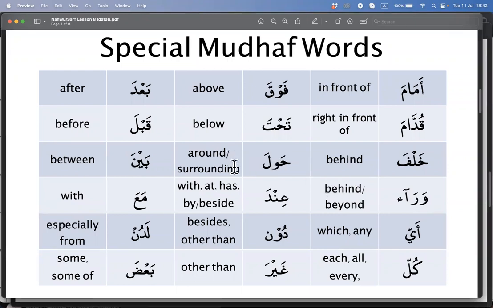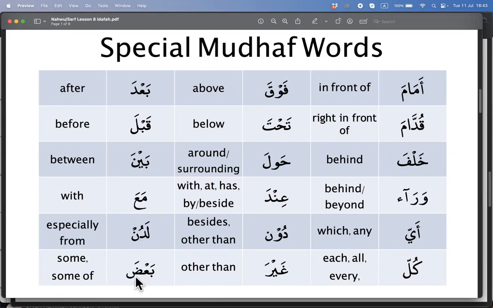Haula, around or surrounding. Ainda, beside or with. Duna, besides, other than, like min dunillah, other than Allah. Inda Allah, with Allah. But if you say inda someone else, it can mean beside someone else, as in sitting beside me. Baina, between. Ma'a, with. Allah is with the sabirina, ma'a, with. Ladun is especially from, usually used with min, like mil ladunna. Especially from.